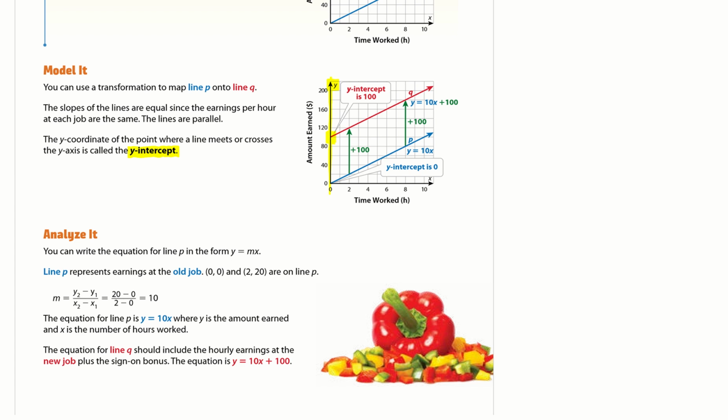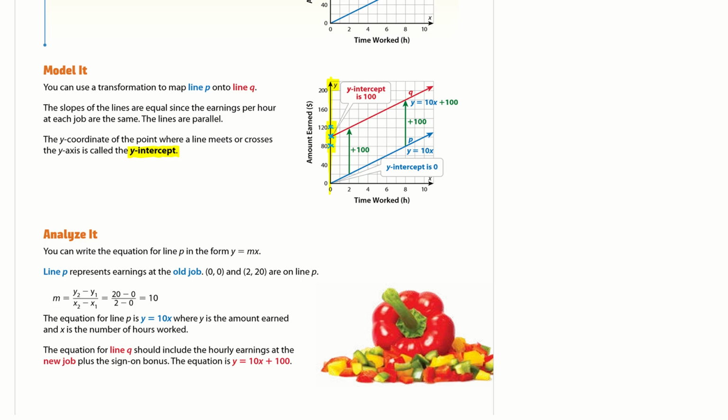Okay, and you can see the y-intercept for this one is 100 because it's right there. Here's 80, here's 120. If you couldn't see that, here's 80, here's 120. This is right in between, right in the middle. So that's going to be 100 for the y-intercept.